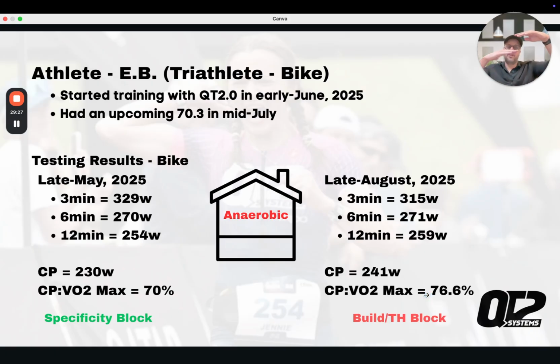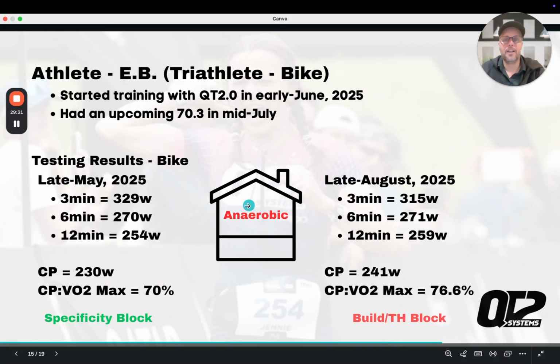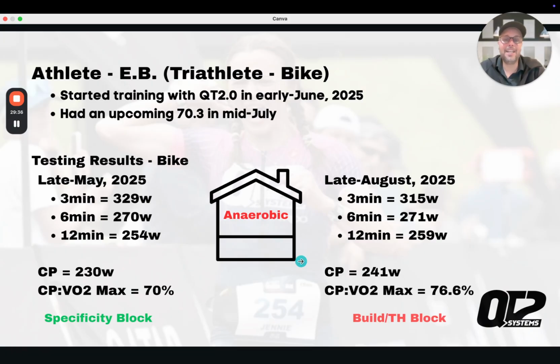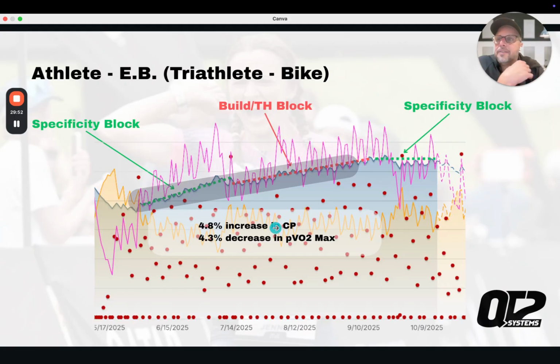And her critical power to VO2 max ratio rose. It closed a little bit of the physiological attic space. Okay. So we gained a lot on the critical power side of things through that training block. Now, after that 6 weeks of build threshold work, she was entering into another race phase, and so we went back into a specificity block, which I'll outline right here.